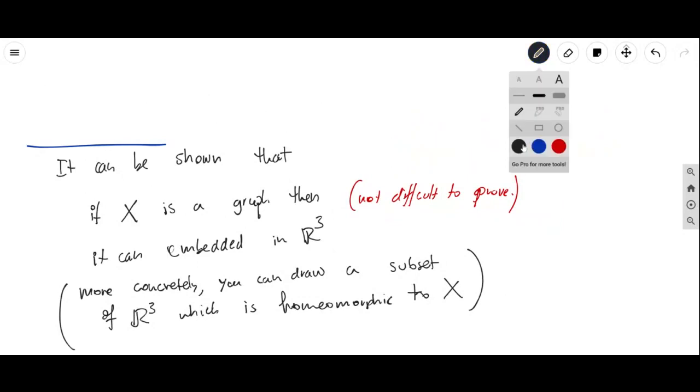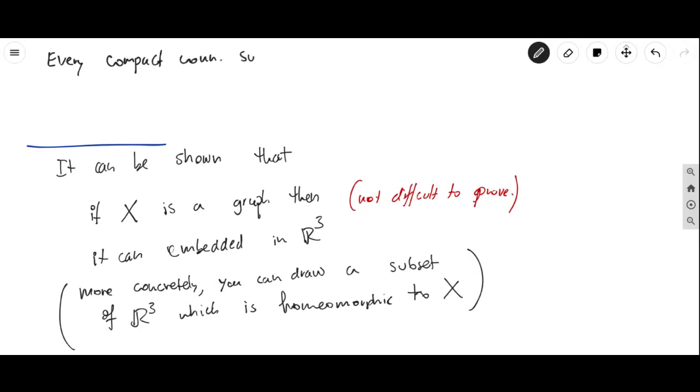Actually, while we're talking about embeddings, every compact connected surface can be embedded in R5. This is a little bit more difficult to prove, but it's also not that difficult. You would think this is some kind of important result, but it's not exactly an important result in topology. It's just interesting, but not really important. As far as I know, it's not really used anywhere.